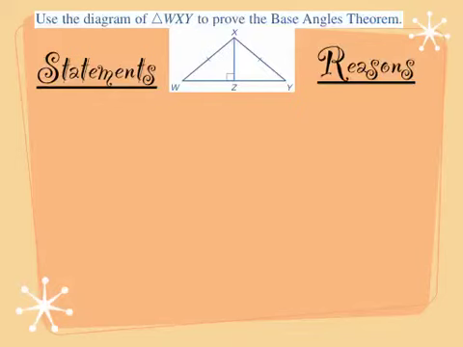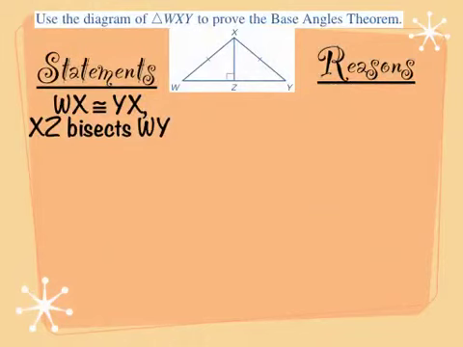The first example says, use the diagram of triangle WXY to prove the base angles theorem. I'm not a huge fan of this because it doesn't actually give you givens. So based on this picture, I'm going to say that our givens are that WX is congruent to XY. Obviously, they each have a tick mark. And XZ is going to bisect WY. And those are givens. And if you notice, it's actually a perpendicular bisector because it's showing us that we have a right angle formed.